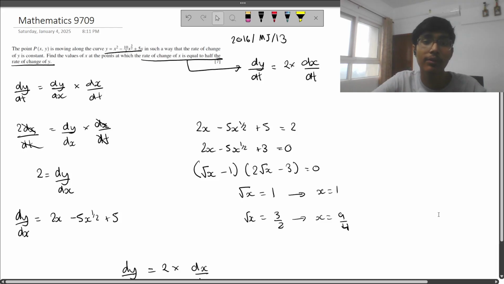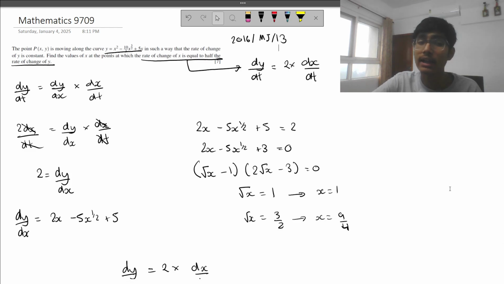Hello everyone, today we're going to be doing paper 2016 May-June paper 13 for Mathematics Pure 1, and this was a really tricky differentiation question which is for 7 marks. So let's just go through it.